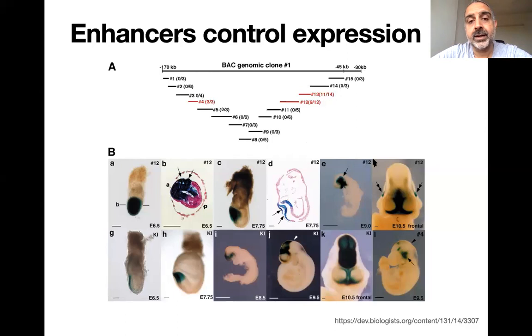Nice. So what they've suggested here is that this fragment 12 contains the enhancer that drives anterior expression of OTX2. Okay. So, like I said, this is the normal expression of OTX2, and this is what this enhancer 12 is driving.